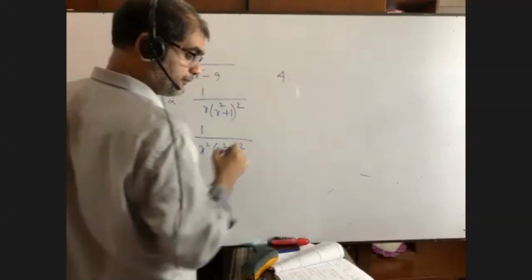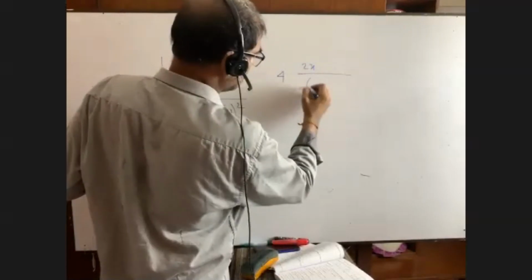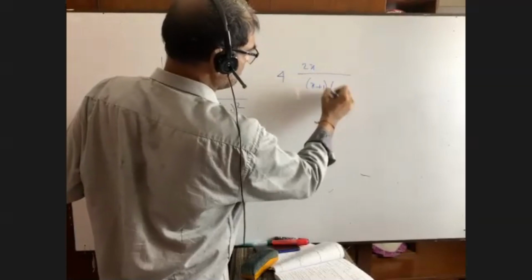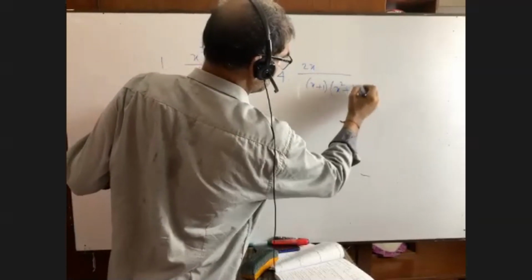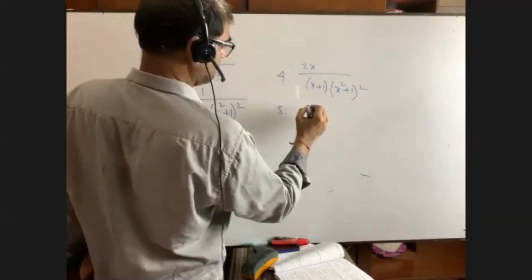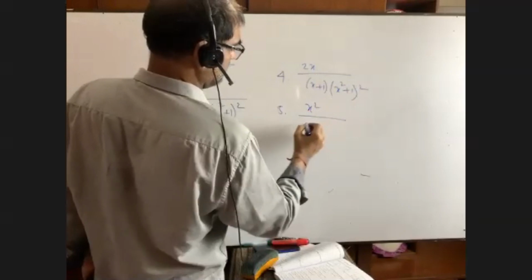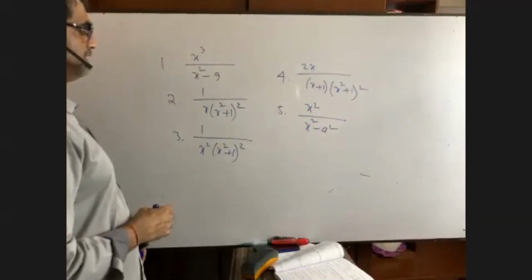Number 4, 2x by x plus 1 into x square plus 1 whole square. Number 5, x square by x square minus a square. You will do and verify these 5 maths at home.